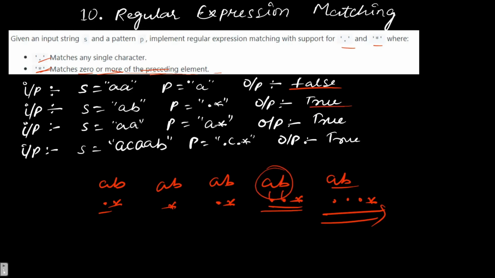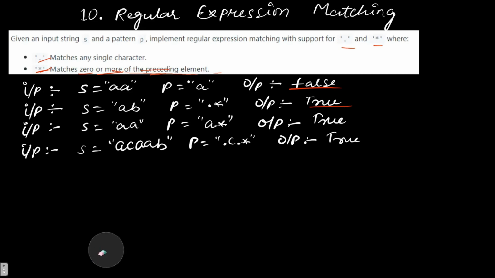Let's see another test case, test case number 3. We are given input a and pattern a star. A star means we can create any number of a's as we want: zero, one, two. If we create two a's, then a can match with a and another a can match with a. So this is going to return true.